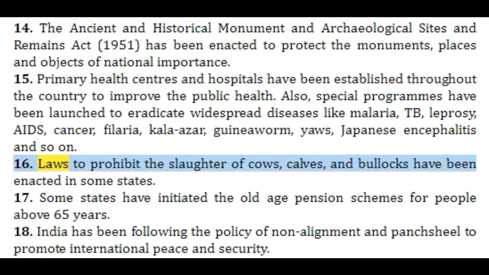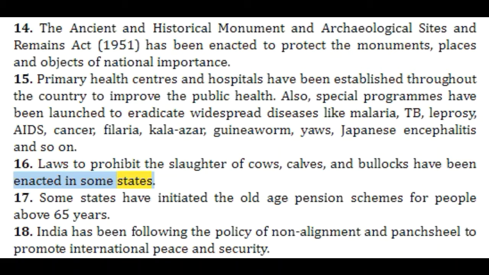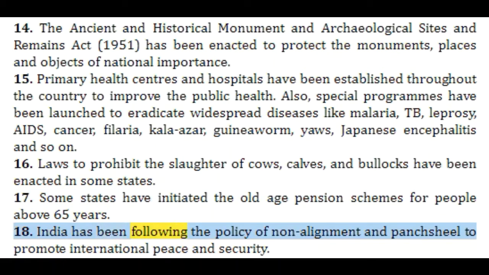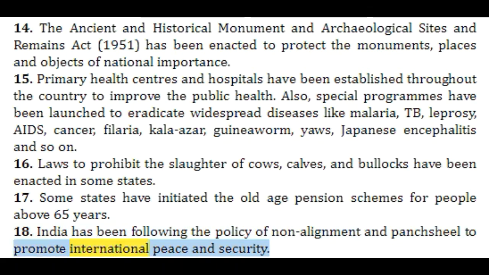16. Laws to prohibit the slaughter of cows, calves, and bullocks have been enacted in some states. 17. Some states have initiated the old age pension schemes for people above 65 years. 18. India has been following the policy of non-alignment and panchsheel to promote international peace and security.